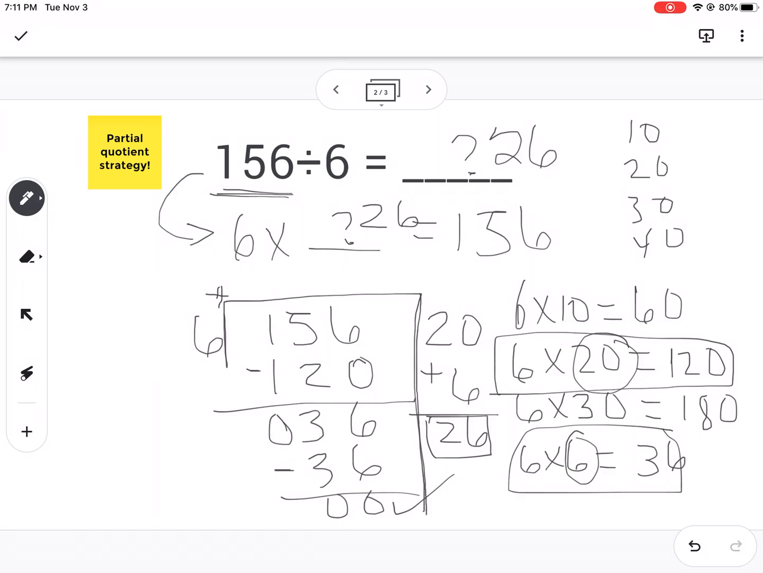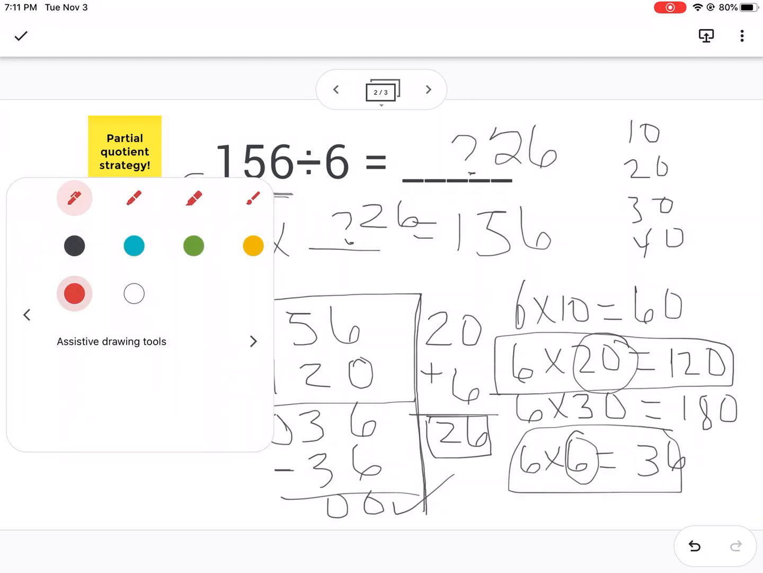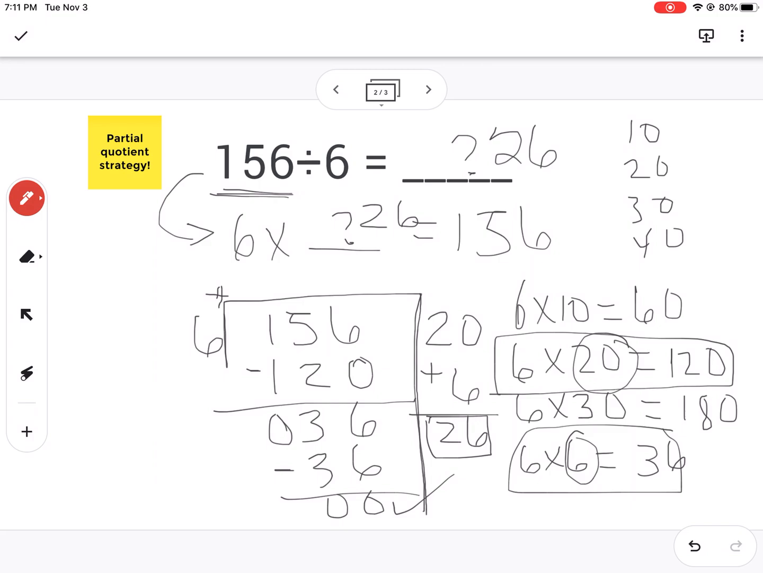Again, what's going to be really important here is still knowing your multiplication facts, especially with the multiples of 10. If you know the basic facts, 6 times 1, 6 times 2, 6 times 3, 6 times 6, then this 0 at the end shouldn't scare you. Just add it at the end.